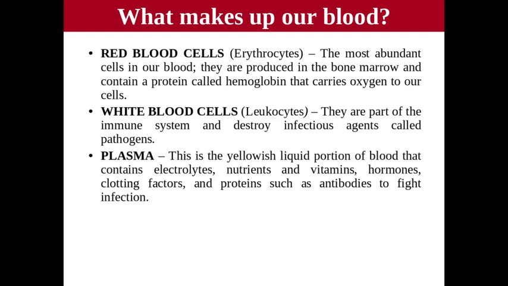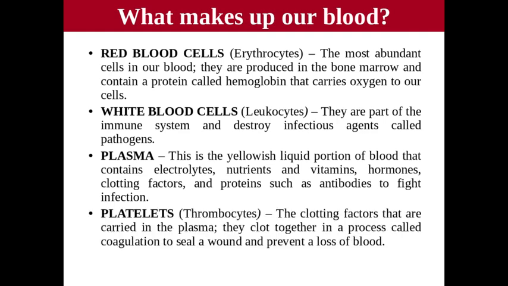We also have the stuff in between, which is plasma. It's the yellowish liquid portion of the blood that contains electrolytes, nutrients, vitamins, hormones, clotting factors, and proteins such as antibodies that help fight infections. We also have platelets. Platelets are what cause blood to clot, carried in the plasma. When they clot, it's a process called coagulation that seals the wound and helps prevent the loss of further blood.